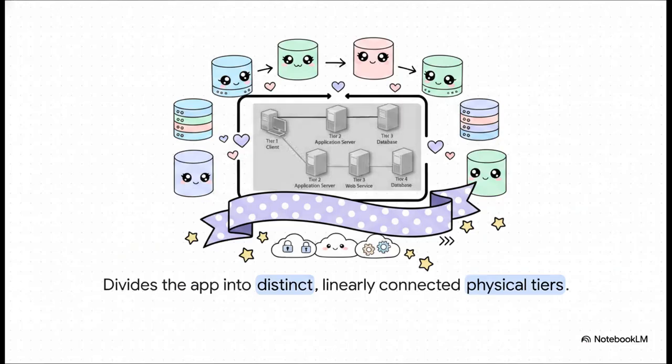With N-tier architecture, that N simply stands for any number of tiers. It divides the application into multiple, distinct physical layers, but structurally, it is strictly linear. Every single piece of communication must route precisely through the middle logic tiers. You literally cannot skip a step. Tier 1 talks to Tier 2 to Tier 3, and so on.